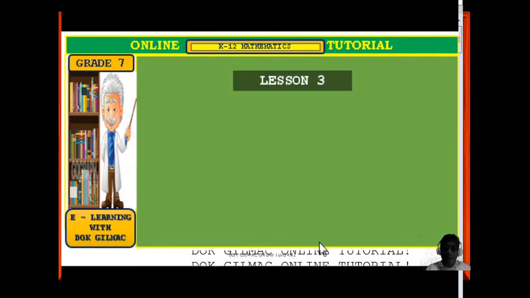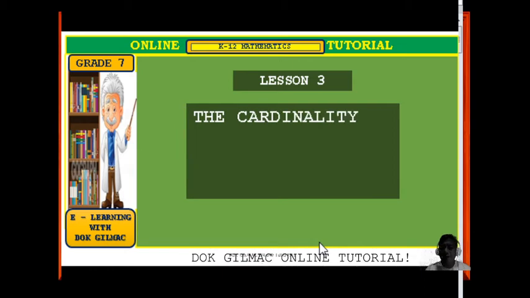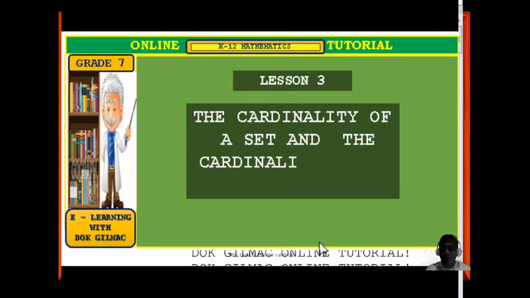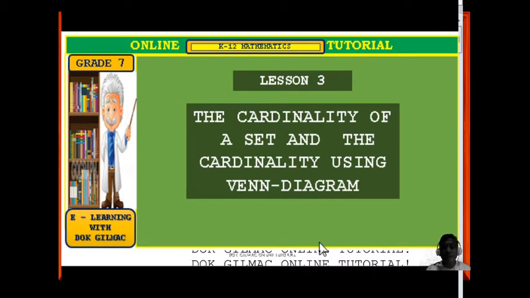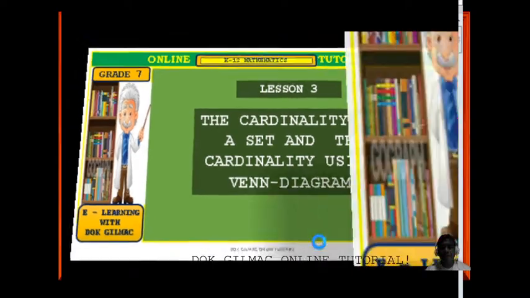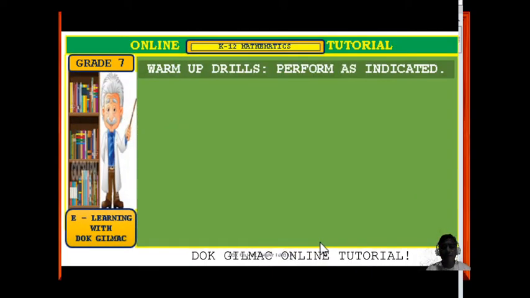The topic I will be discussing for today's tutorial is all about the cardinality of a set and the cardinality using Venn diagram. Before discussing the topic for today's tutorial, let's have first a simple warm-up drill.